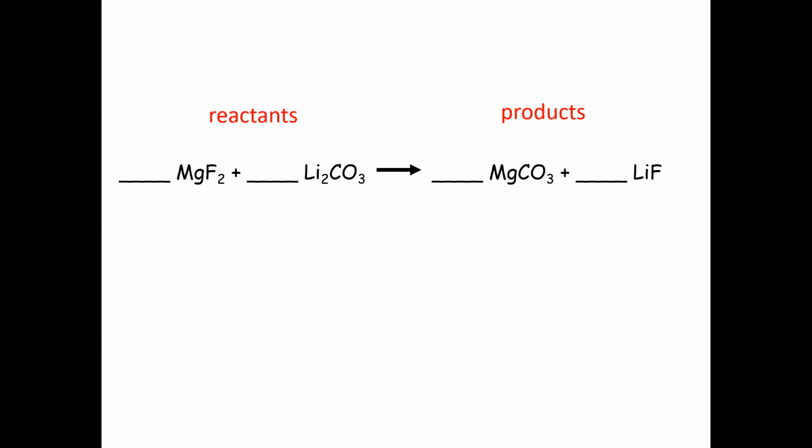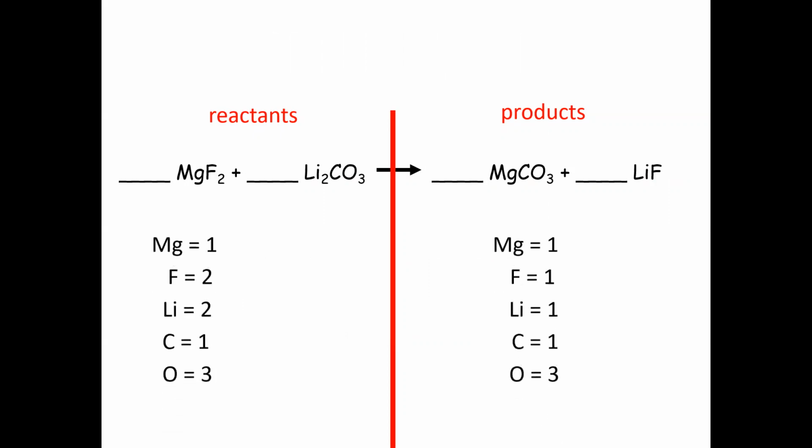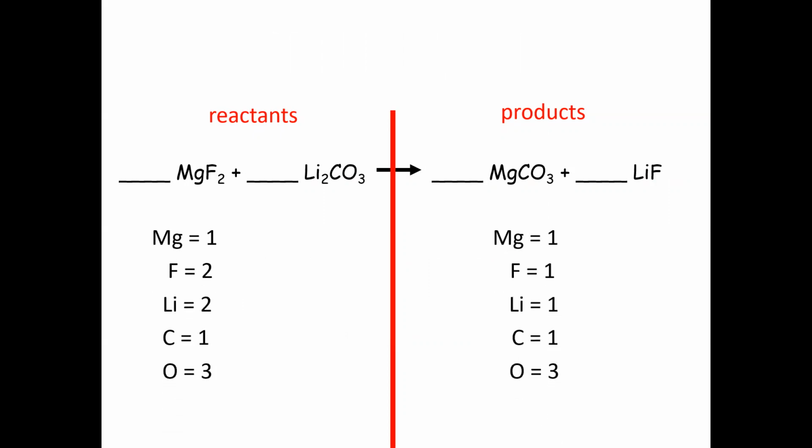Next one. Separate your reactants from your products to complete your tally. And you can see for this one, fluorine isn't balanced, lithium isn't balanced, but the rest of them, magnesium, carbon, and oxygen, they're balanced. So to double the amount of lithium over here, you could put 2 in front of lithium fluoride. That gives you now 2 lithiums on this side, but also 2 fluorines. Now your equation is balanced.